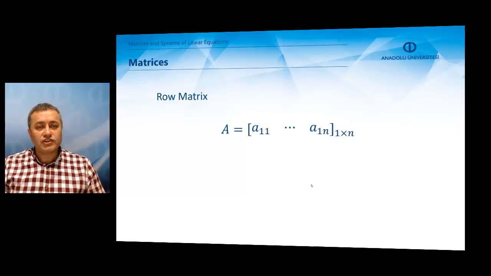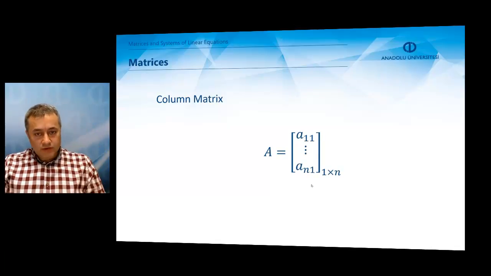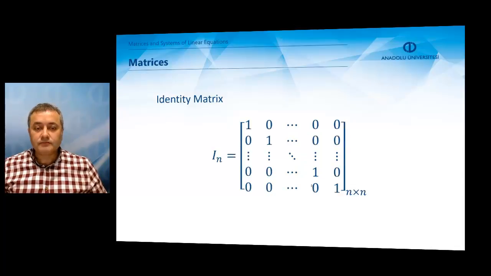We may have just a single row, and then we are going to call our matrix a row matrix. Very similarly, if we have only a single column, then we are going to call this matrix a column matrix. We have only one single column, which we are going to encounter in a few minutes.